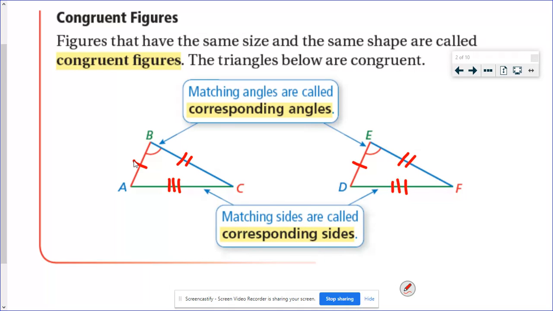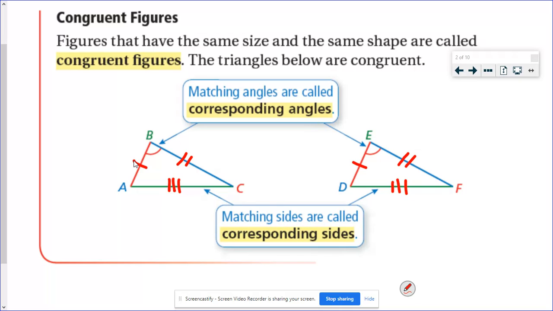Or there's other things you can do. Sometimes we do something that looks like a V. Whatever matches from one picture to the next is how we could show that they are the parts that match. They're corresponding. We will be talking more later, but they're also going to be congruent.